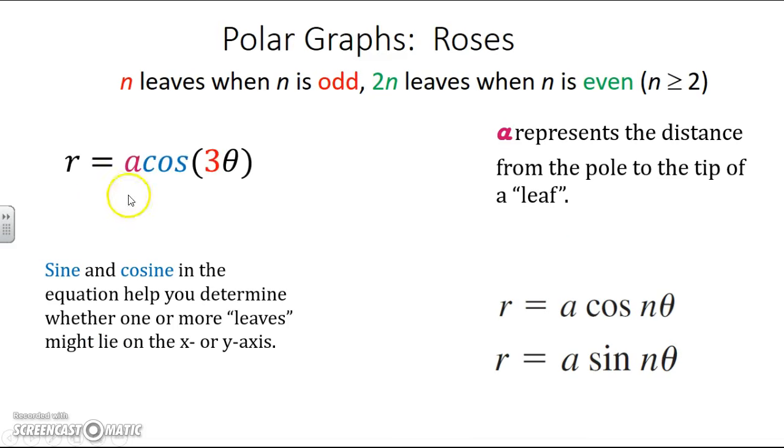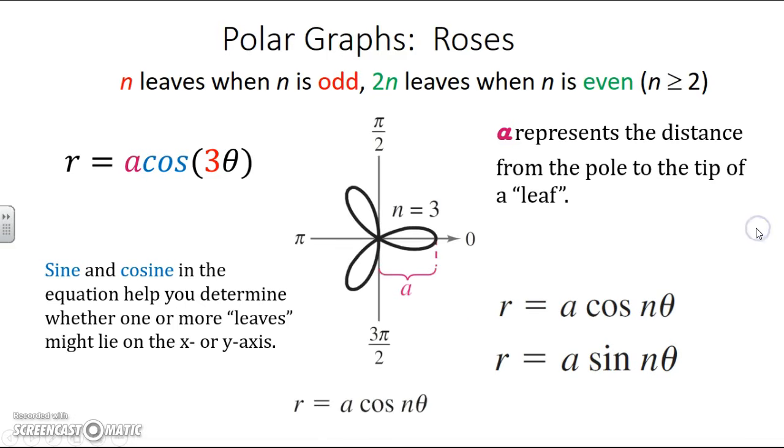So here in general, we'll just graph r equals a, with a being some real number value, some integer value, times cosine of 3 theta. So here n is odd, and I should expect to see 3 leaves on this. All right, so here we are. Here is exactly what this means. A represents the distance from the pole to the tip of a leaf. So this is a, goodness, this is a, and this is a.